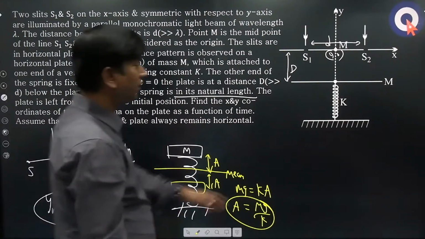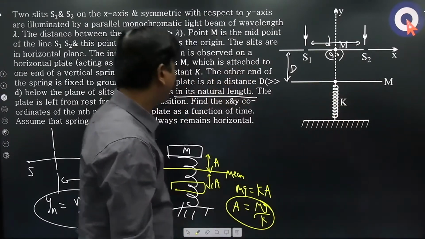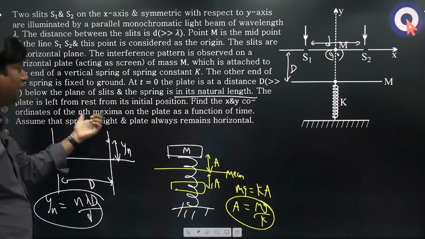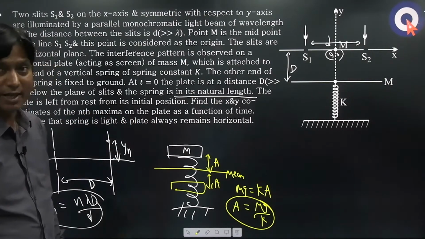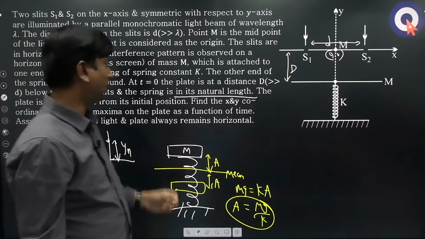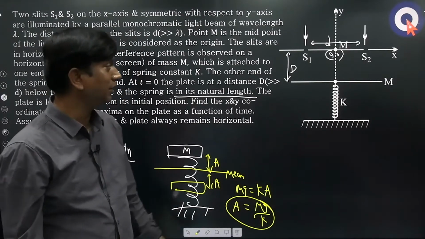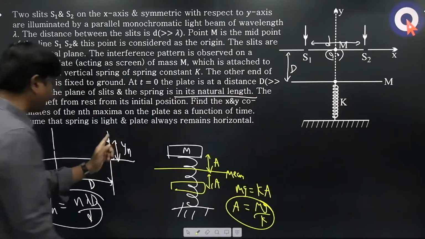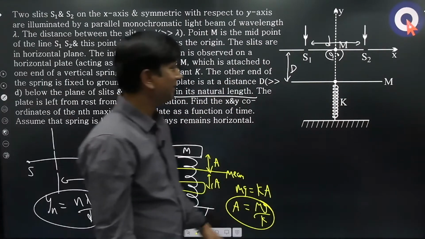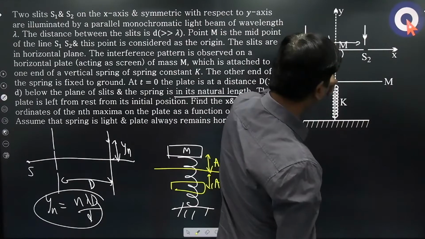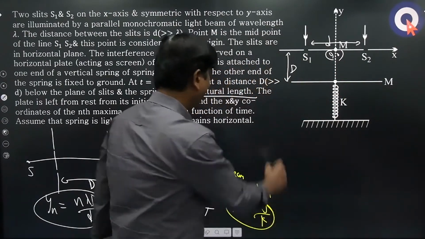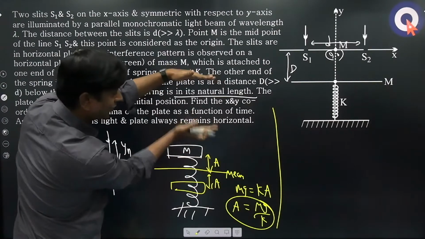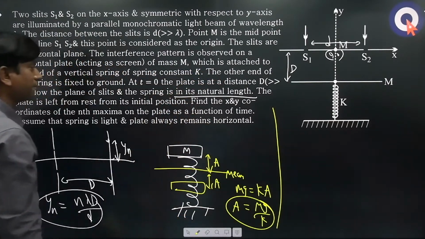So like that here also the plate is oscillating. Now they are asking: find the x and y coordinates of the nth maxima on the plate as a function of time. So nth maxima, what is the x coordinate and y coordinate? Here the x coordinate means what we are showing here, yn, and this is the y coordinate for them. So just the figure what we were taking, you invert it like this and it is oscillating.